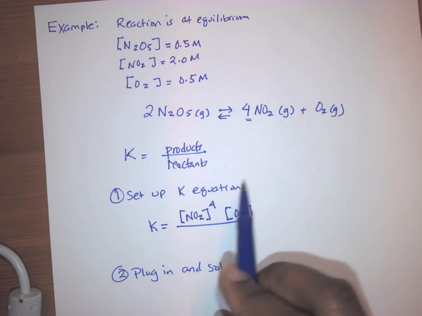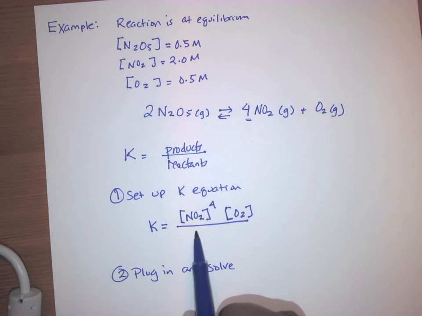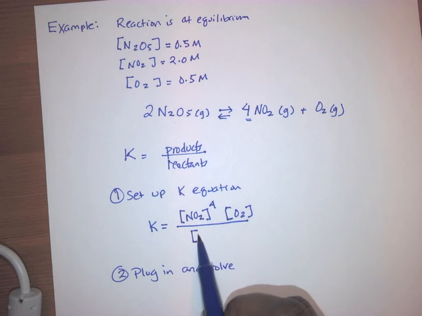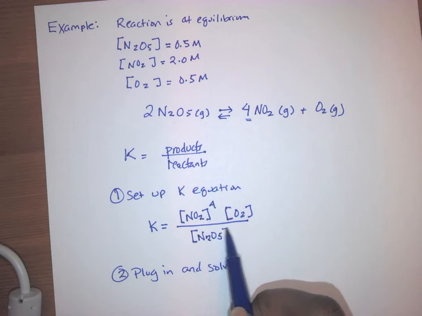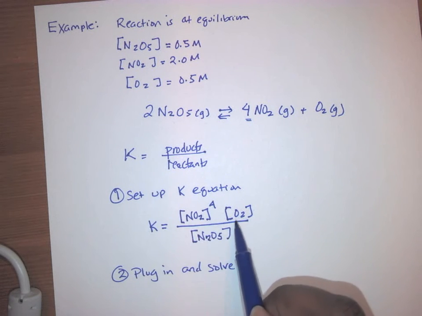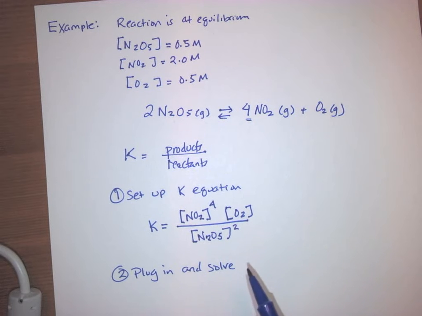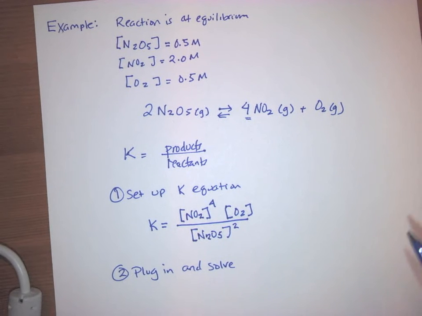All right, in the denominator we're going to put our reactants, which is N2O5, and we're going to raise that to its coefficient, second. Okay, so we have our expression. Now all we need to do is just plug our numbers in to solve. So that's our last step.